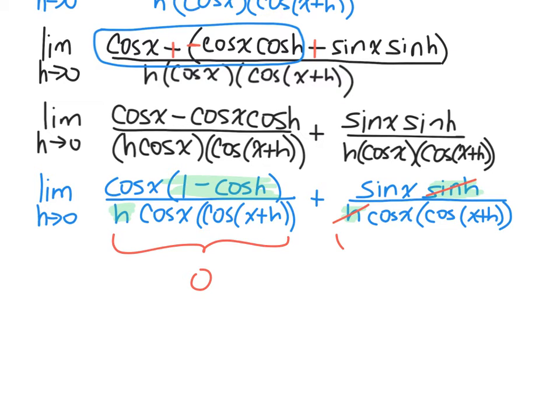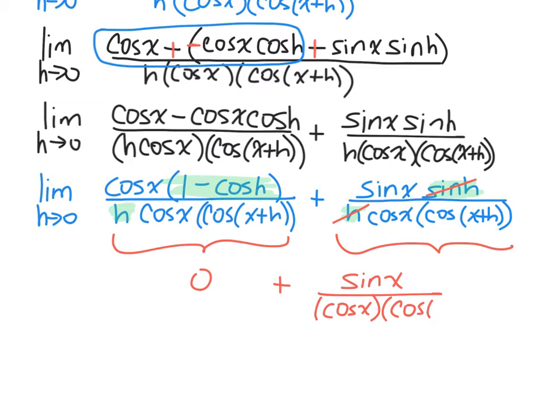What we do have here on this one is the sine of x over the cosine of x times the cosine of x plus h, all part of the limit as h approaches 0.